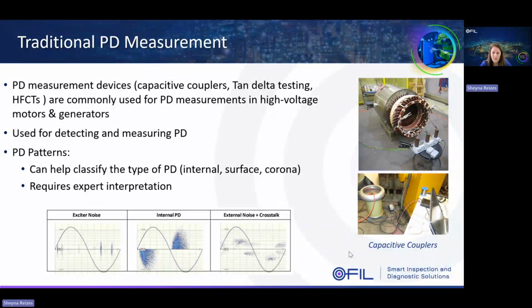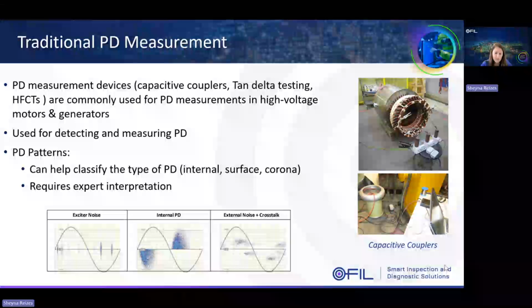Some of the traditional methods for PD detection and measurement include capacitive couplers, tan delta testing, and HFCTs. In some cases, the pattern of the discharge can help us identify the type, like internal, surface, or corona. But those methods usually don't tell you where exactly the PD is happening, just that it exists.